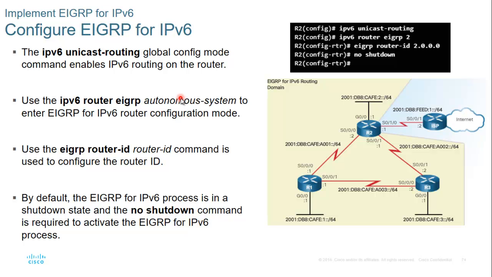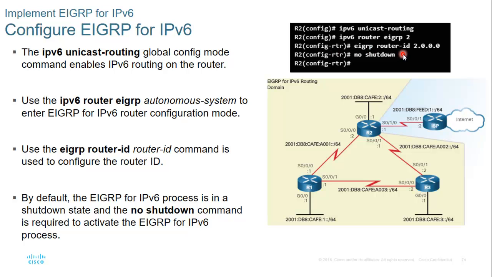Once you have set the IP addresses and link local addresses, you now want to configure EIGRP for IPv6. The first thing you need to do is to enable IPv6 routing on that particular router. To do that, you use the command ipv6 unicast-routing. This will enable IPv6 routing on router 2. Okay, and you have to do that for all the different routers. Once you go in there, you use ipv6 router eigrp with the autonomous system number, here 2, to go into the IPv6 router configuration mode. And then you can set the router ID here.